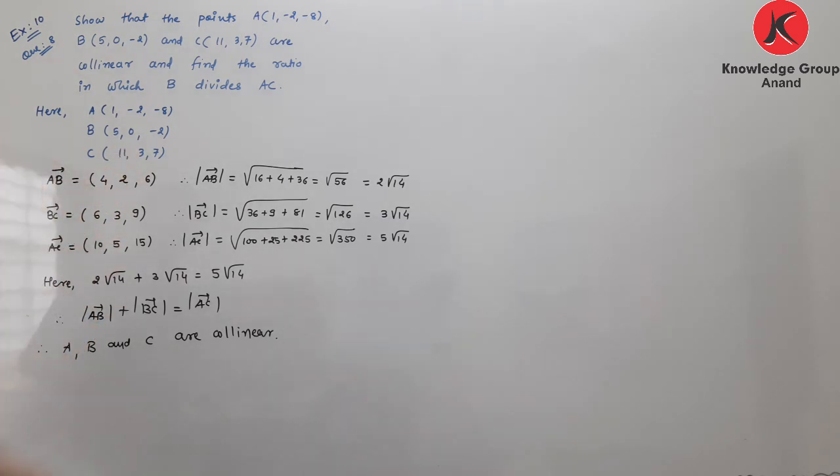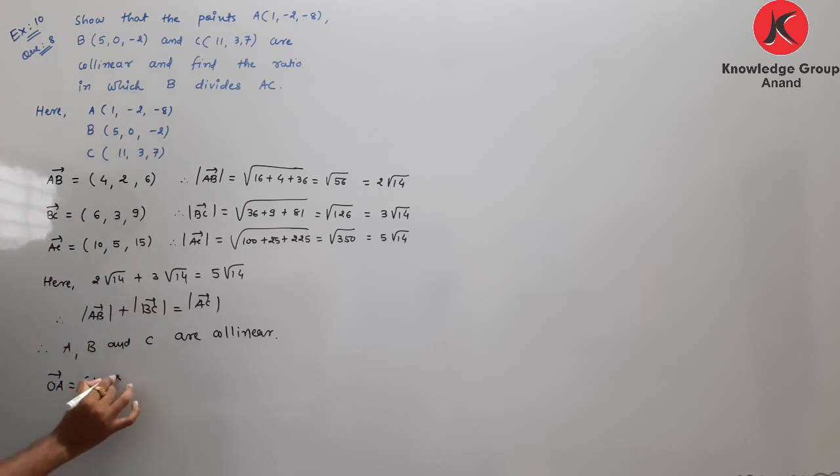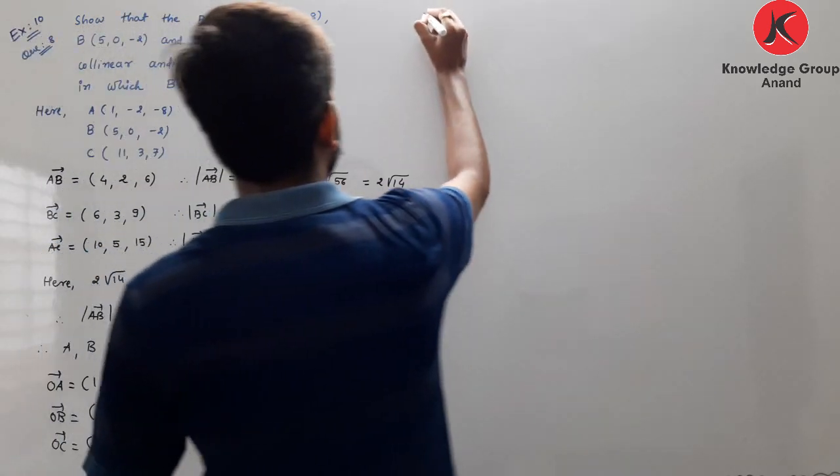Now we have to find the ratio in which B divides. Okay. So point B, that means position vector of OB is given here. Let OA vector equal 1, -2, -8. First write down all three position vectors OA, OB and OC. Let OB vector equal 5, 0, -2 and OC vector equal 11, 3, 7 here. Now here, which point divides?